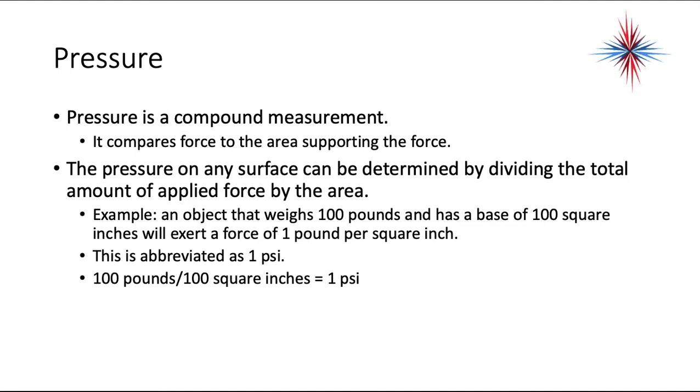Let me repeat that. The pressure on any surface can be determined by dividing the total amount of applied force by the area. For an example, an object that weighs 100 pounds and has a base of 100 square inches will exert a force of 1 pound per square inch. This is abbreviated as 1 psi. 100 pounds over 100 square inches, divide those two numbers, it's 1 psi.